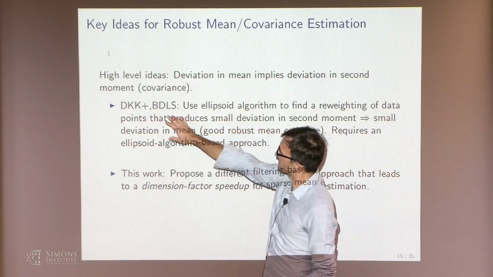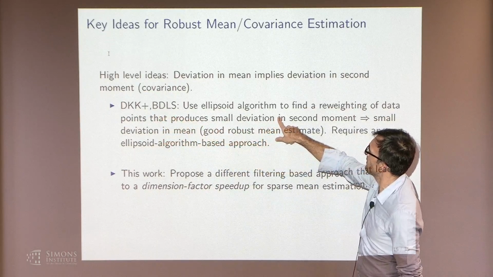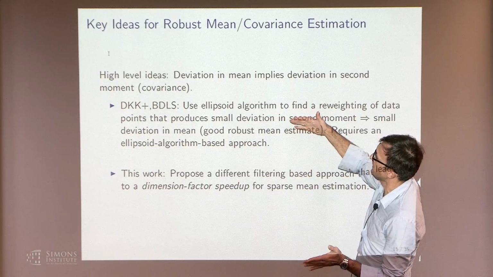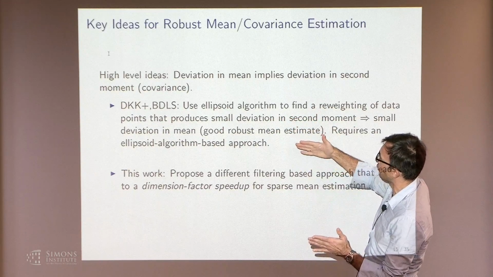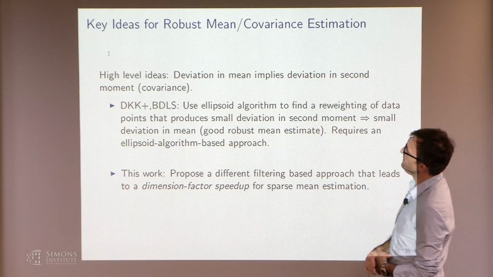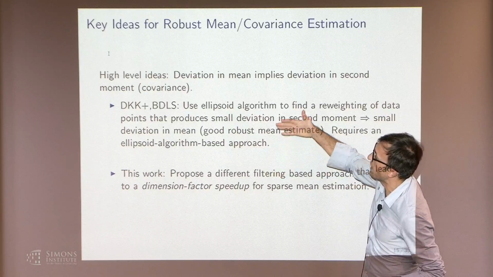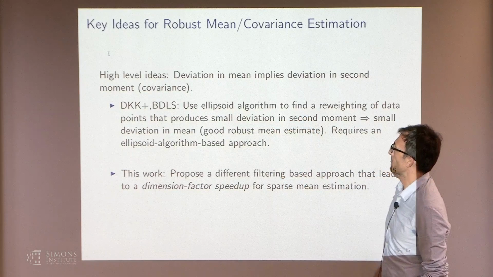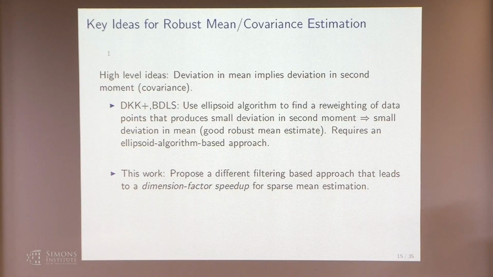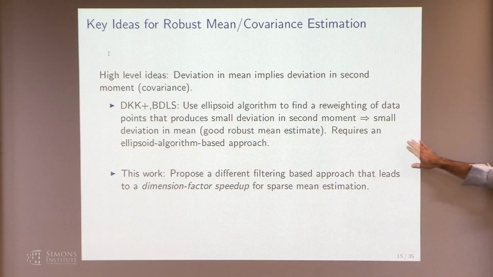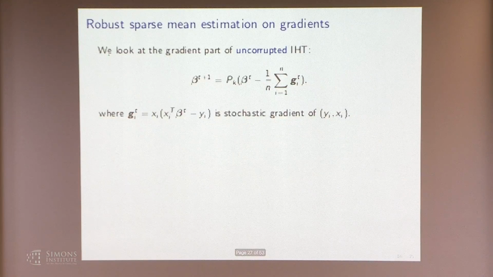What these results do is they say, if I detect that I have a large deviation in the second moment, then they use an ellipsoid algorithm over the set of weights to find a way to improve the weights and downweight points away from the outliers. So this requires using an ellipsoid algorithm, which forces you to do a lot of iterations, and this is one way where we can improve this setting.